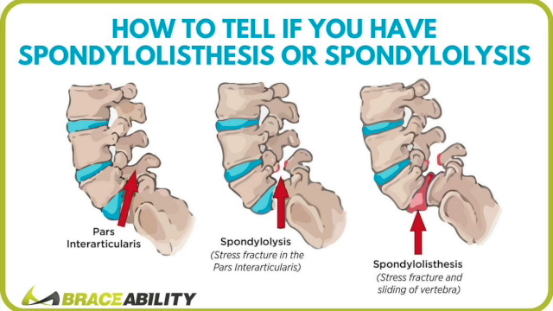Clinical manifestations of spondylolysis: most cases are asymptomatic, with low back pain with activity. It is the most common form of back pain in children and adolescents. They may develop hamstring tightness and sciatica.